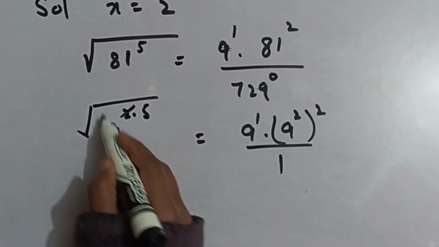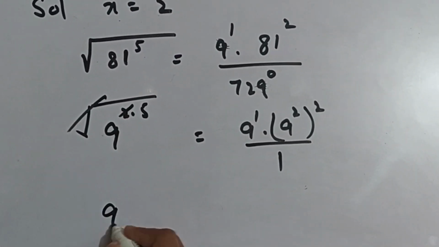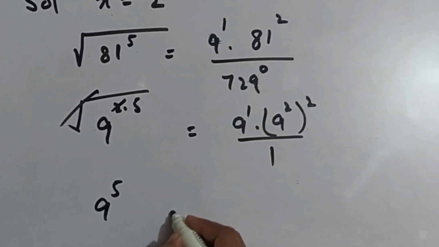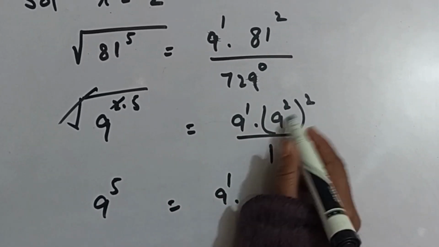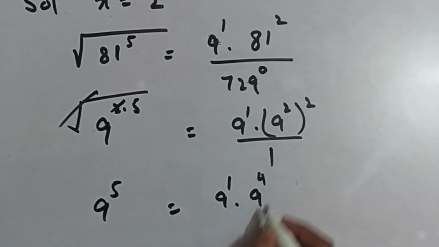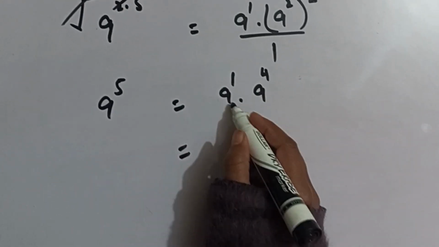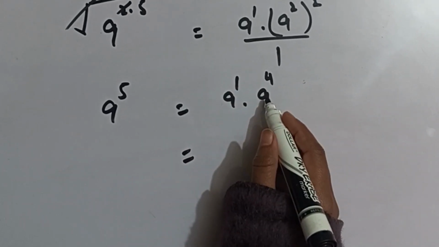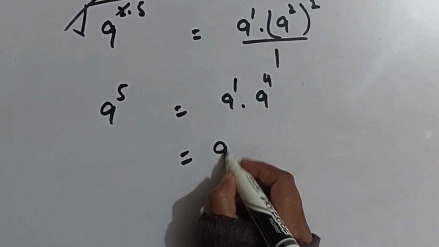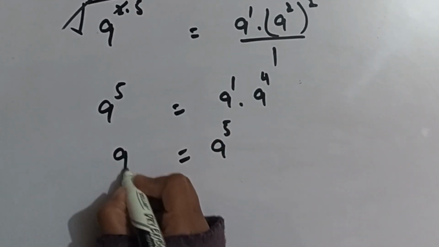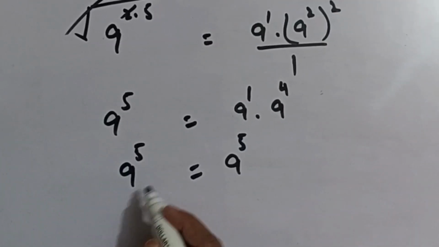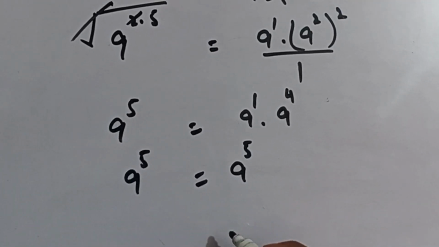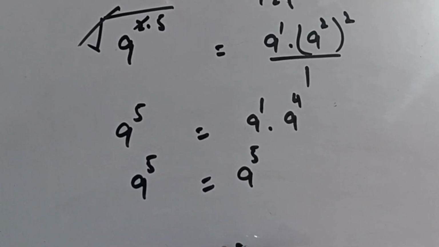Now in the next step, the square and square root cancel, so we get 9 raised to the power 5 on this side. Now 9 raised to the power 1 multiplied by 9 raised to the power 4 is 9 raised to the power 5. And the left hand side is also 9 raised to the power 5. So left hand side is equal to right hand side, so we have verified x is equal to 2.